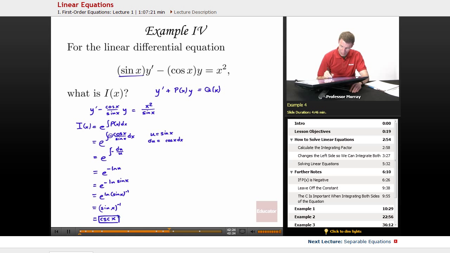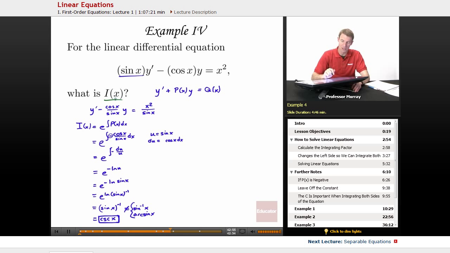By the way, sine x to the negative 1 is not the same as arc sine or inverse sine x. This really is an exponent, so it really means 1 over sine x. Be very careful here that this is not the same as sine negative 1 of x or arc sine x. It doesn't mean the same thing as either one of those. That's another frequent mistake that students make. So we're done here because we were just asked to find I of x and we found it.